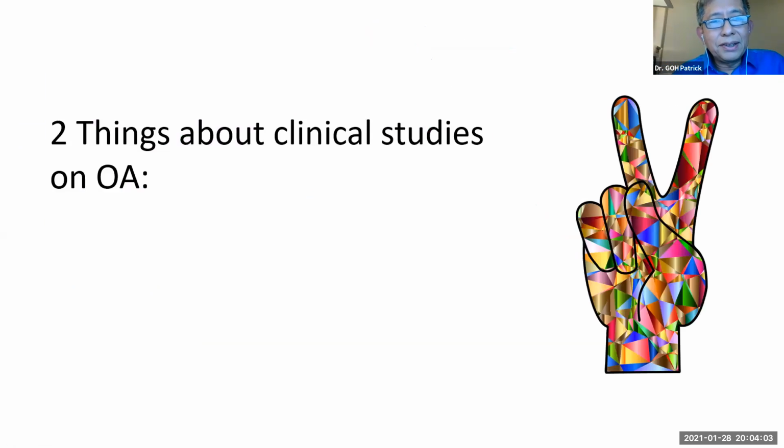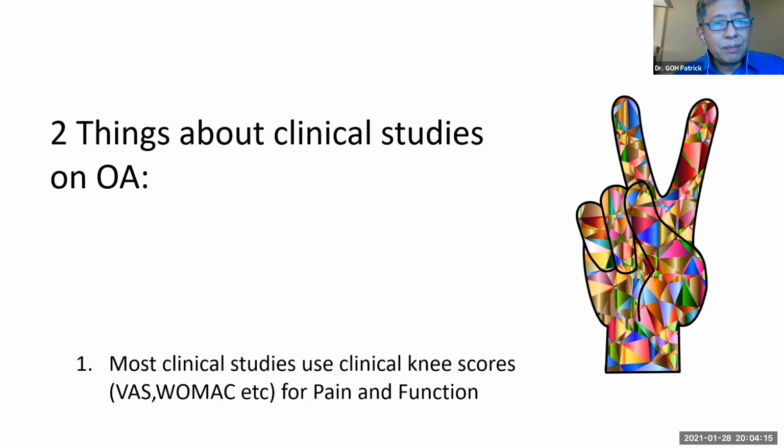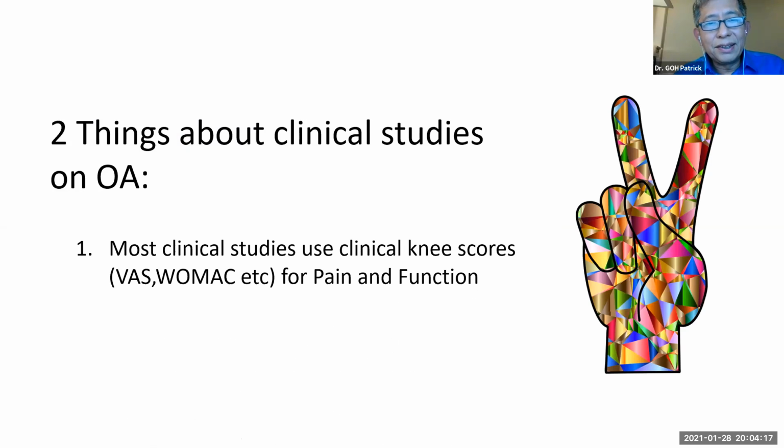Before we go into that, there are just two things about clinical studies on osteoarthritis which you need to be mindful of, and Dr. Metsavaht sort of alluded to it a little. Number one is that most clinical studies use clinical knee scores. Most, but not all, but the majority of them, use some subjective measure of pain and function to determine the outcomes.